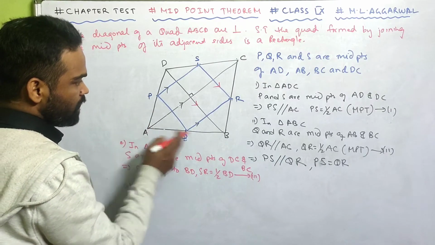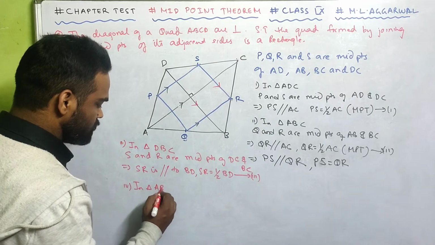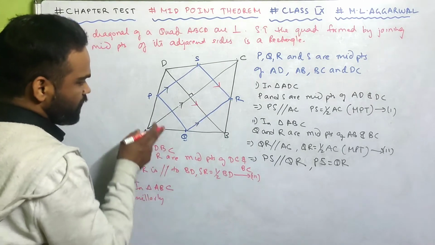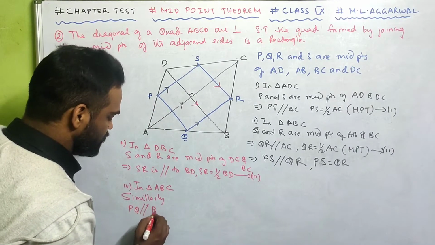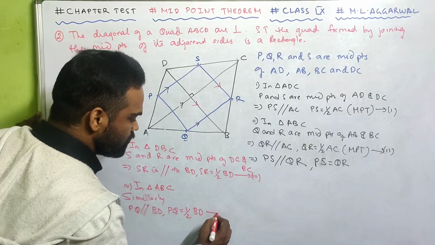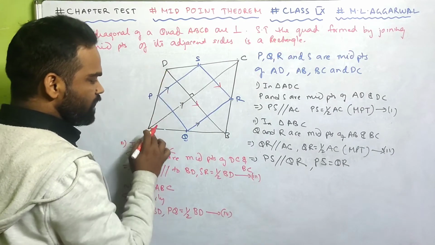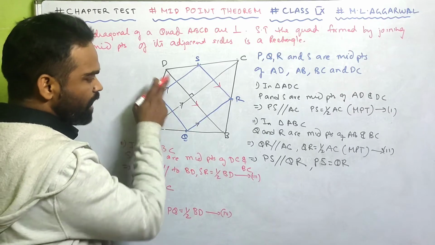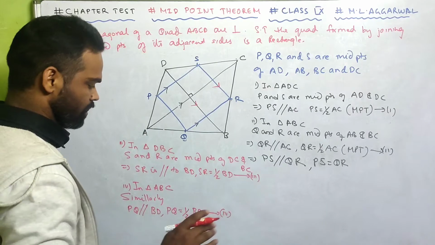Now, in triangle ABD, similarly I'm writing, we can say that PQ is parallel to BD and PQ is half of BD. Yes or no? Same logic. P and Q are midpoints of AD and AB. So PQ will be parallel to BD as well as half of BD. Yes or no? Now look carefully.